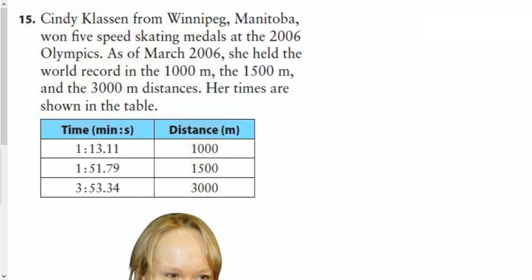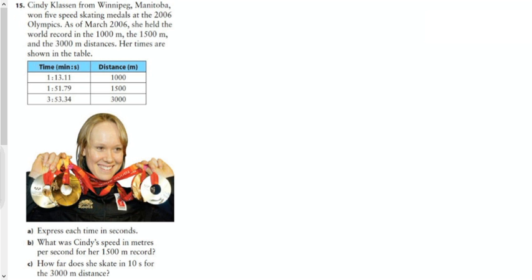Okay. So the last question says, Cindy Klassen from Winnipeg, Manitoba, won five speed skating medals in the 2006 Olympics. As of March 2006, she held the world record in the 1,000, the 1,500, and 3,000 meter distances. Her times are shown here. Express each time in seconds.